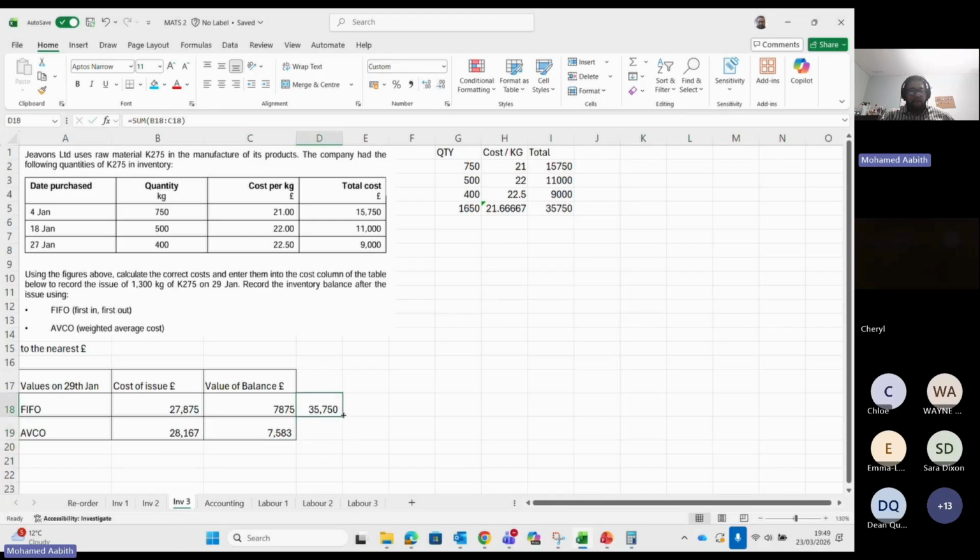Now let's do the formula again. Look at that formula. If you add these two numbers, it gives you that figure there. The figure is 7,583. That is the amount you have there at the moment. Okay, I hope that, guys, that is a bit clear.